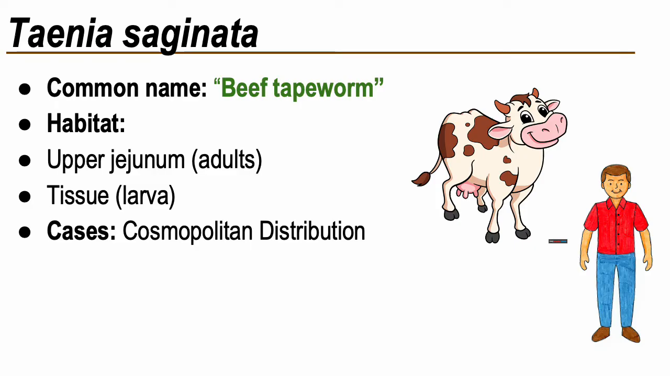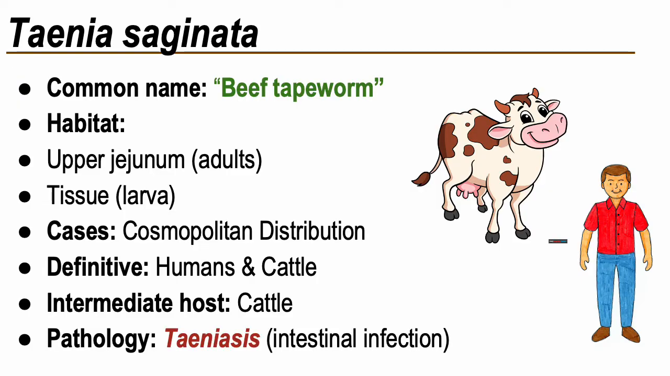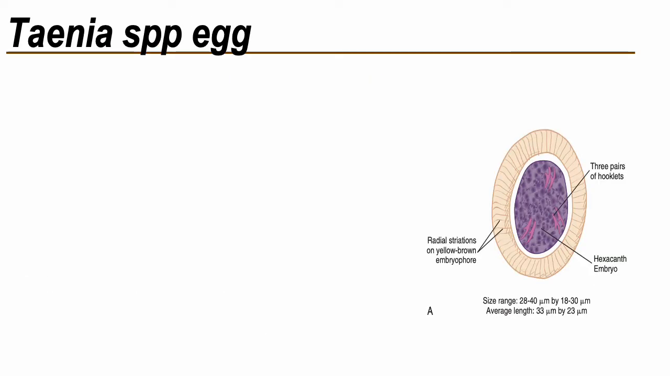For the cases, this is similar to Taenia solium, so this is cosmopolitan or widely distributed. Again, for the definitive host, humans and cattle may harbor the adult forms of this parasite, while for the intermediate host, only cattle may harbor the larval stages in their tissues. That's why, in terms of pathology, in humans, we only exhibit taeniasis or the intestinal infection. So now let's proceed to the morphological forms of Taenia saginata.